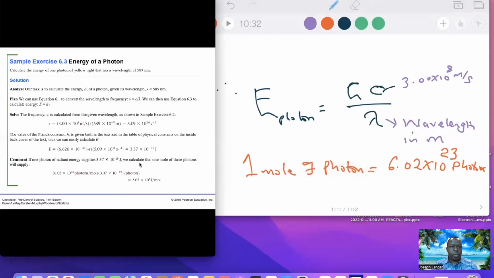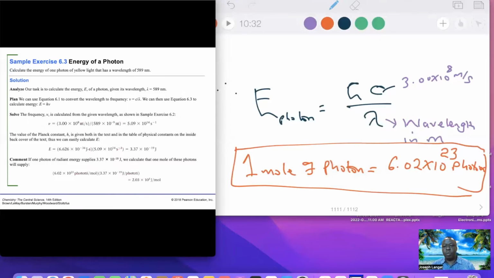We calculate that 1 mole of these photons will supply. Again, this is something you need to remember. No one will tell you what the definition of a mole is. No one will tell you. This is something you need to remember.